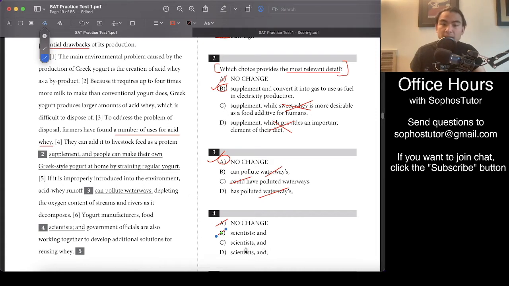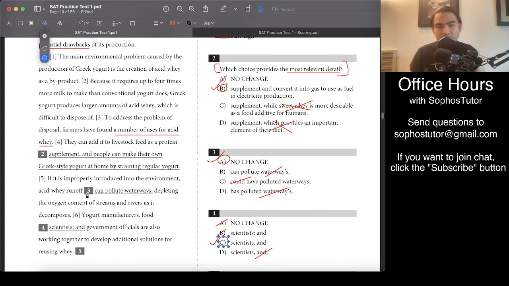Okay. C, we have a comma here, comma and. All right, I'm already kind of liking this because I know I can't put a punctuation that ends a complete sentence because I need to add more words. This would make a list. Yogurt manufacturers, food scientists, and government officials are also working together to develop additional solutions for reusing whey. I could probably circle this, I'm like 99% sure, but just for completion here, D, scientists and. You're almost never going to put a comma after an and unless you are inserting some descriptive but non-essential information. But government officials is an essential piece of the subject, so D cannot be it. So our final answer is C.